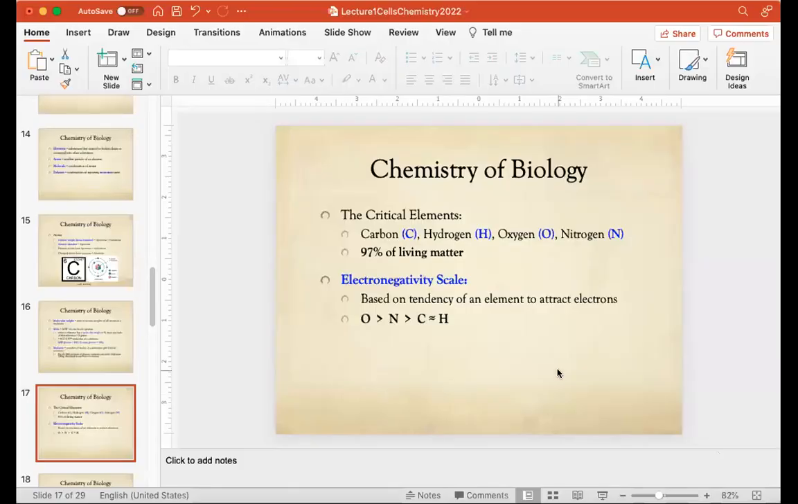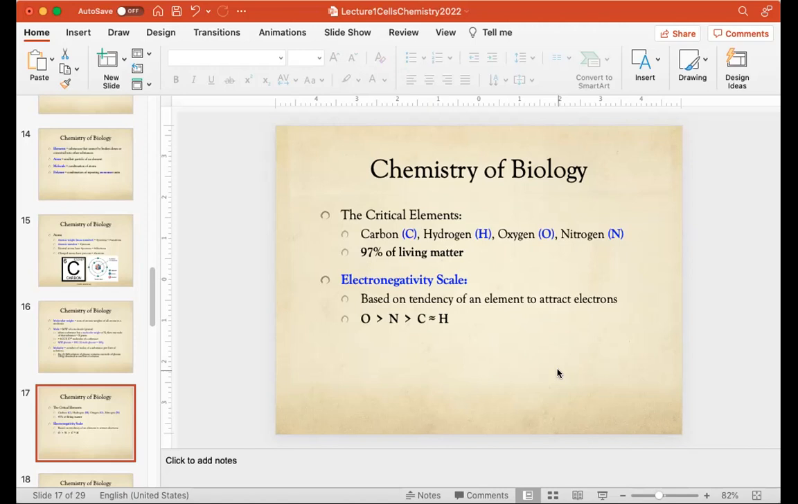Now, something related to chemistry that's going to be important for us to know is this concept of electronegativity as it relates to those 4 critical elements. Electronegativity is a characteristic that each different element has. All it is is a measure of how well that element can attract electrons to it. That's how I want you to think of electronegativity.